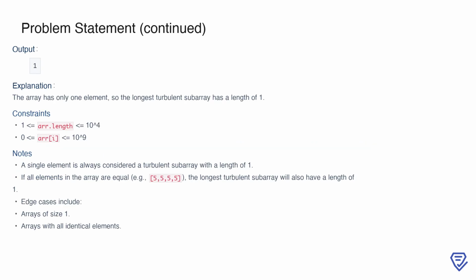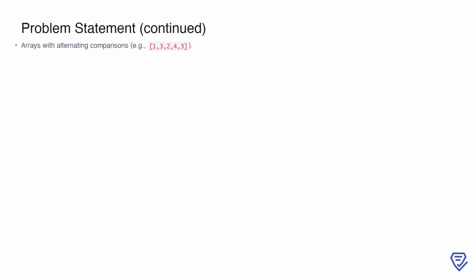In the next example, the input is ARR equals 100. Here, the output is 1. This is because the array contains only one element, and as per the problem's definition, a single element is always considered a turbulent subarray by default. Thus, the length of the longest turbulent subarray is simply 1. Additionally, the constraints of the problem specify that the input array will always have at least one element, so this edge case is valid.